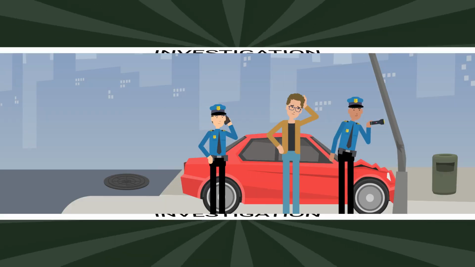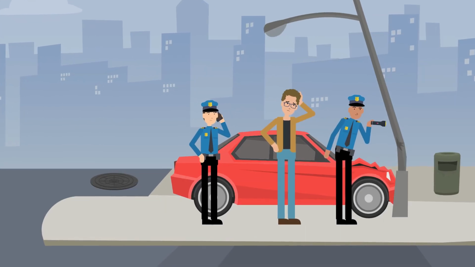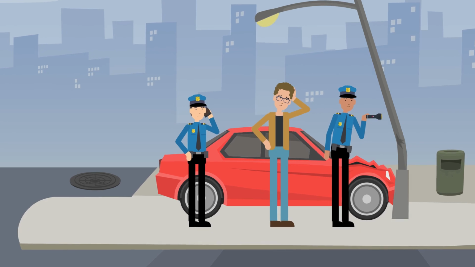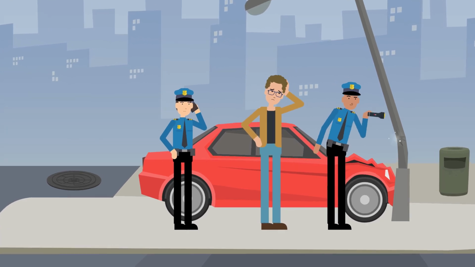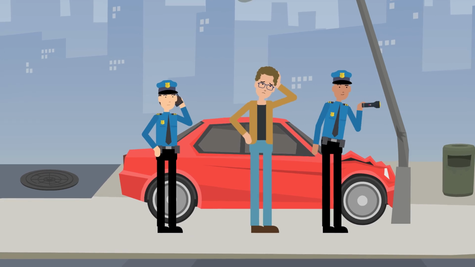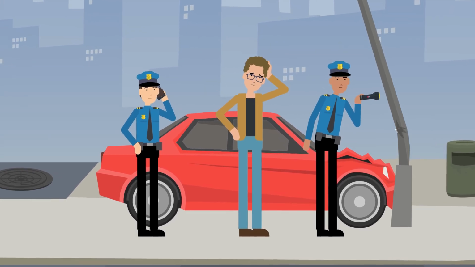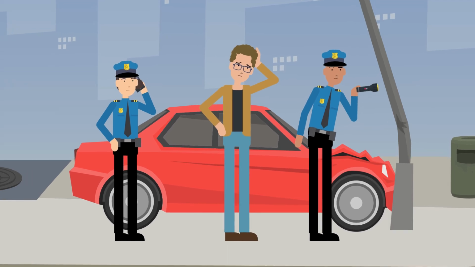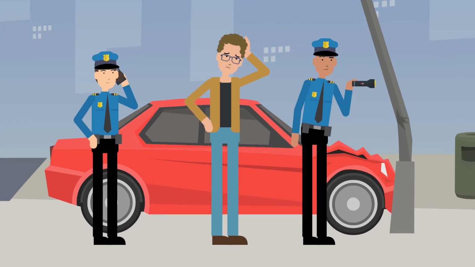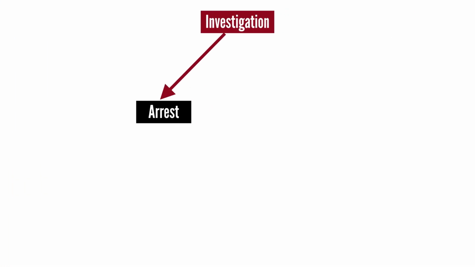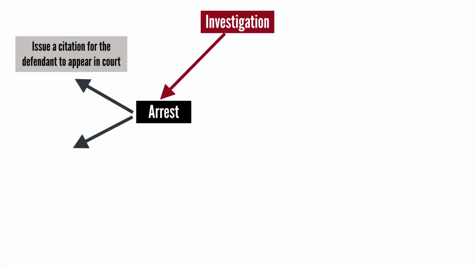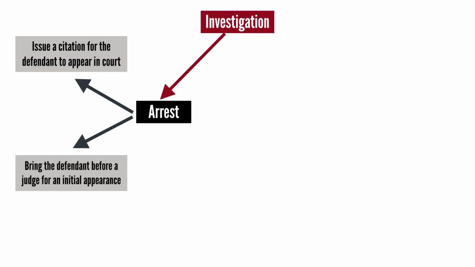Investigation. The process of handling misdemeanor cases typically commences with an investigation. In many instances, this investigation initiates at the time of the incident, with law enforcement officers conducting inquiries that may lead to the immediate arrest of the defendant. Following this arrest, the officer has the option to either issue a citation for the defendant to appear in court or bring the defendant before a judge for an initial appearance.